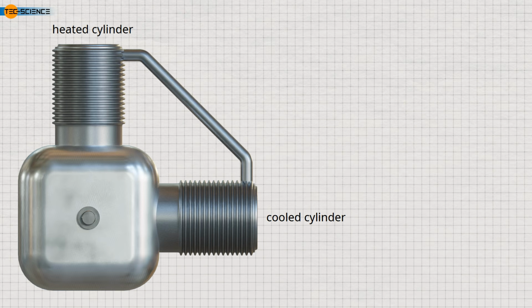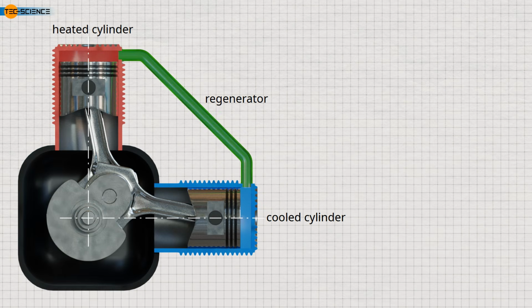In a Stirling engine of the so-called alpha type, the two cylinders are arranged at a right angle to each other, with their axes intersecting at the crankshaft axis. The cylinders are connected by a component known as a regenerator. Through this connecting pipe, the working gas is pushed back and forth between the cylinders.